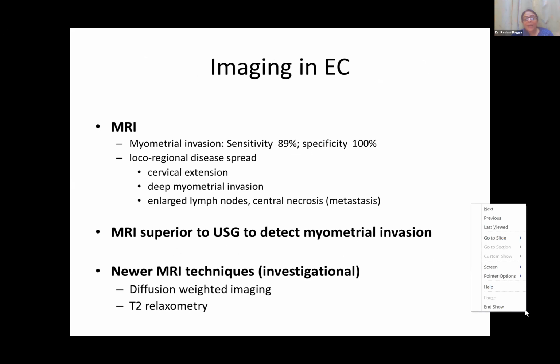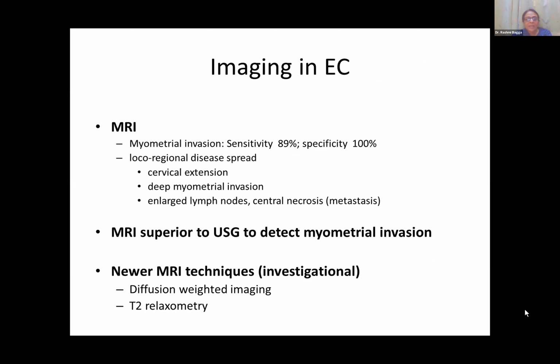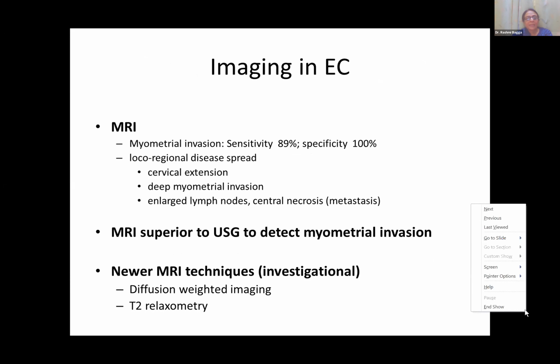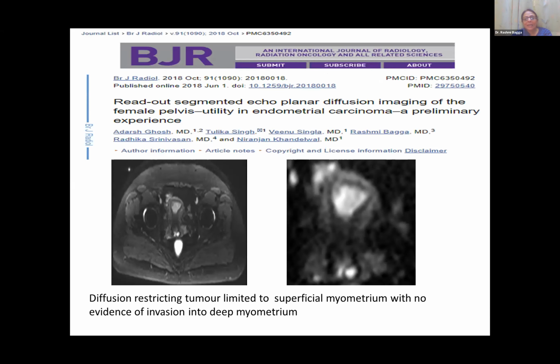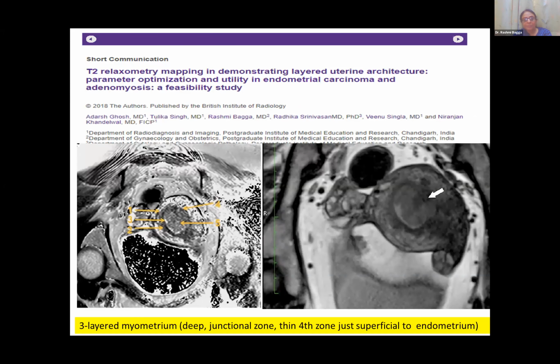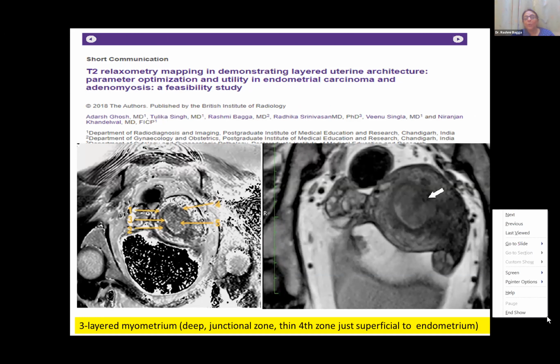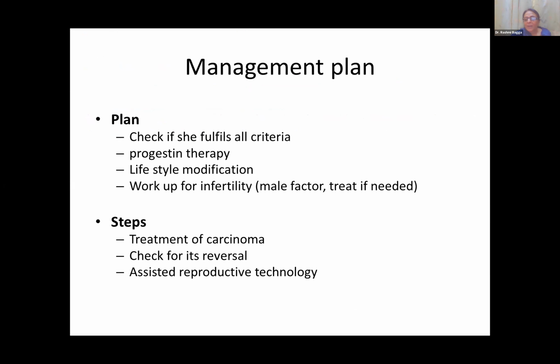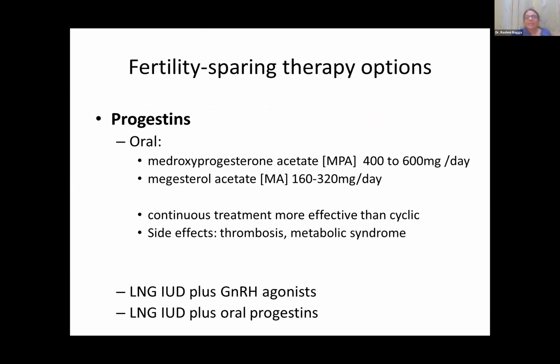There are some newer MRI techniques which will add to the specificity and sensitivity of MRI, and one of them was discussed earlier, the diffusion weighted imaging, and the other is T2 relaxometry. This will come up, and they help to identify the endometrial myometrial junction very clearly. I will just show a picture of the T2 relaxometry in which there's a fourth myometrial layer which is identified just within the junctional zone, between the endometrium and the junctional zone, which will pick up any myometrial invasion. So we will have a better selection of patients for fertility sparing surgery.